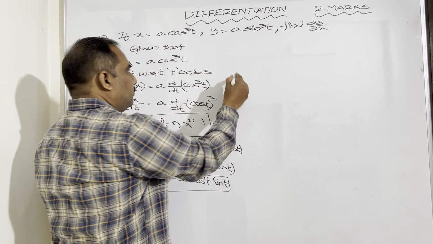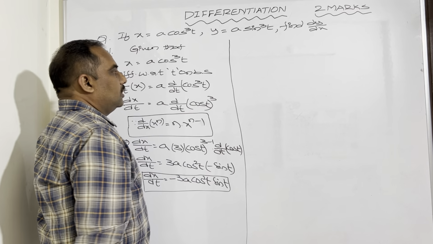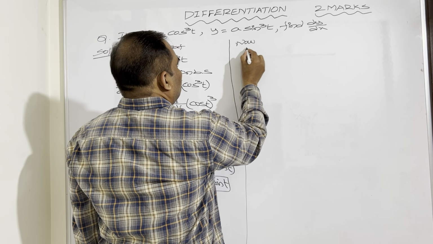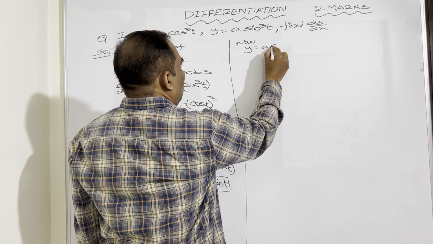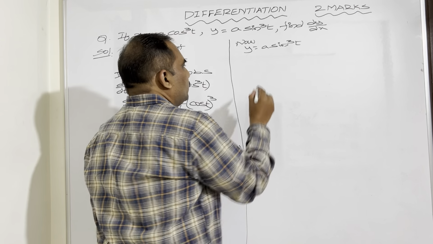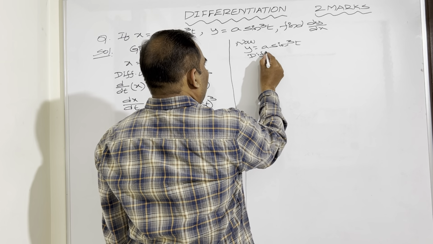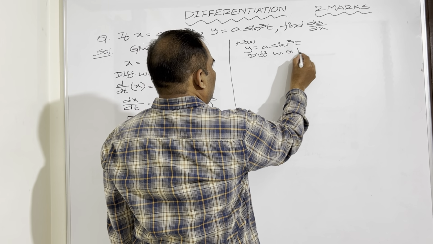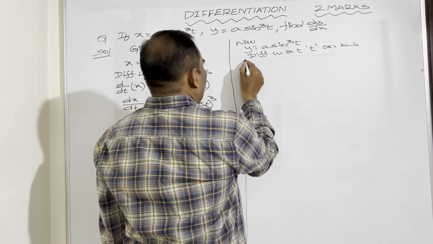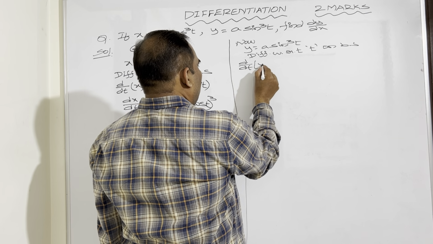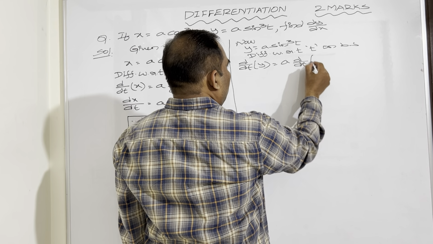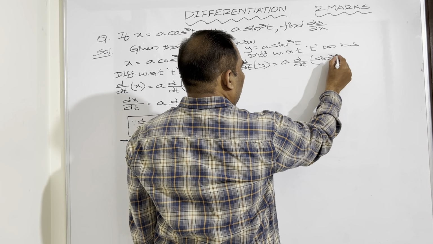Now again the function y is also given here. So now y is equal to a sin cube t. Now this is also differentiated with respect to t on both sides. So now d by dt of y is equal to a, which is constant with respect to t, so a into d by dt of sin cube t.